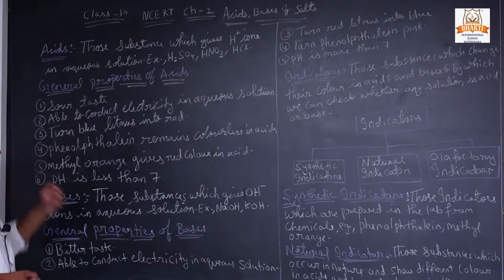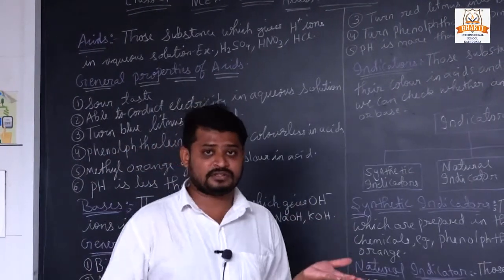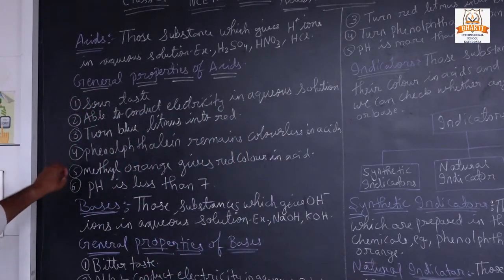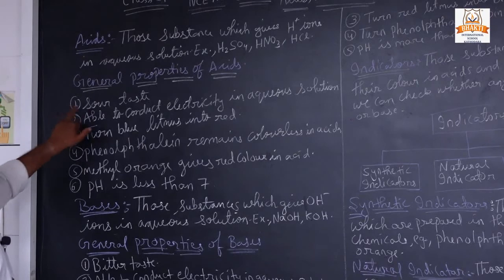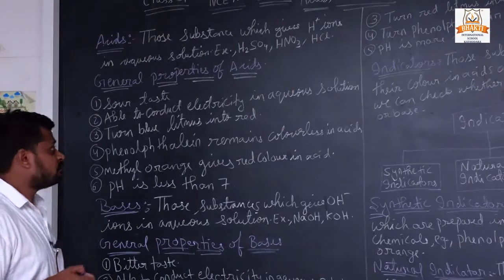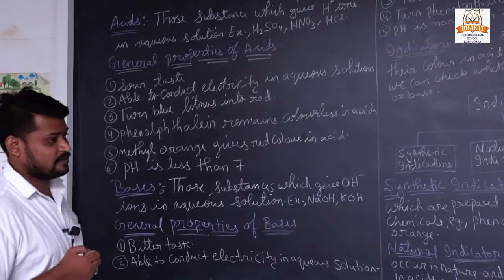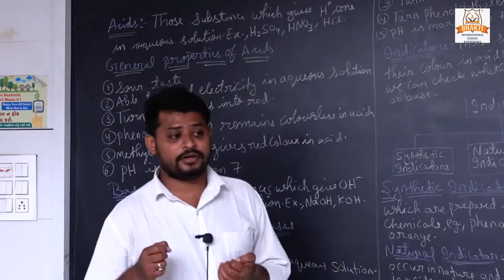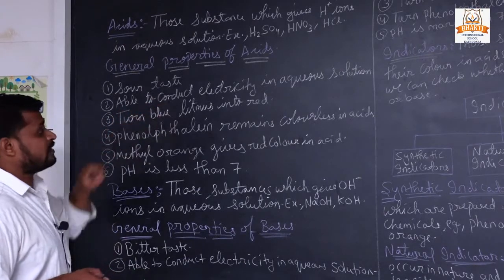Now, the general properties of acids. How will we identify whether a solution is acidic or basic? These are the properties on which we decide which solution is an acid. The taste of an acid is sour, meaning when we taste an acid, it is sour. Acids are able to conduct electricity in aqueous solution, meaning when an acid is in aqueous form, the solution conducts electricity.